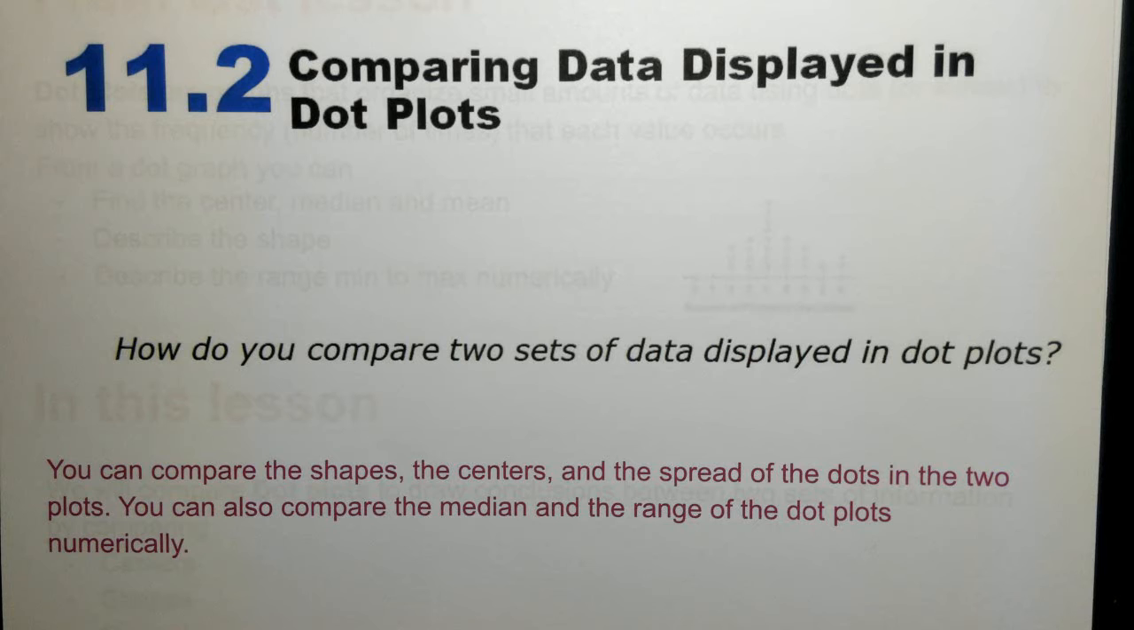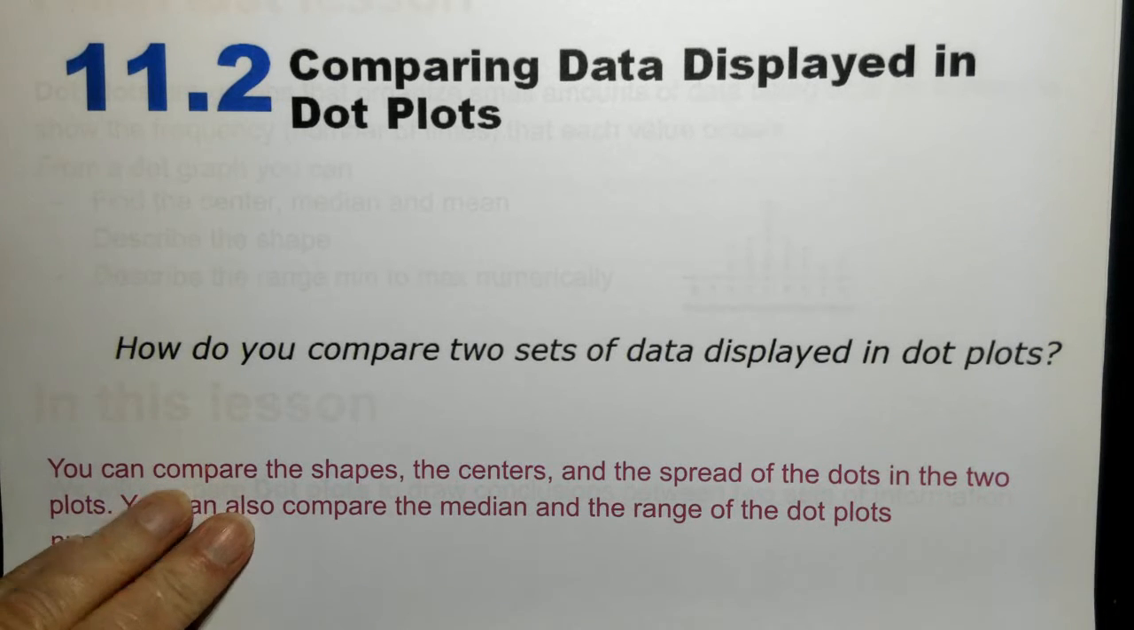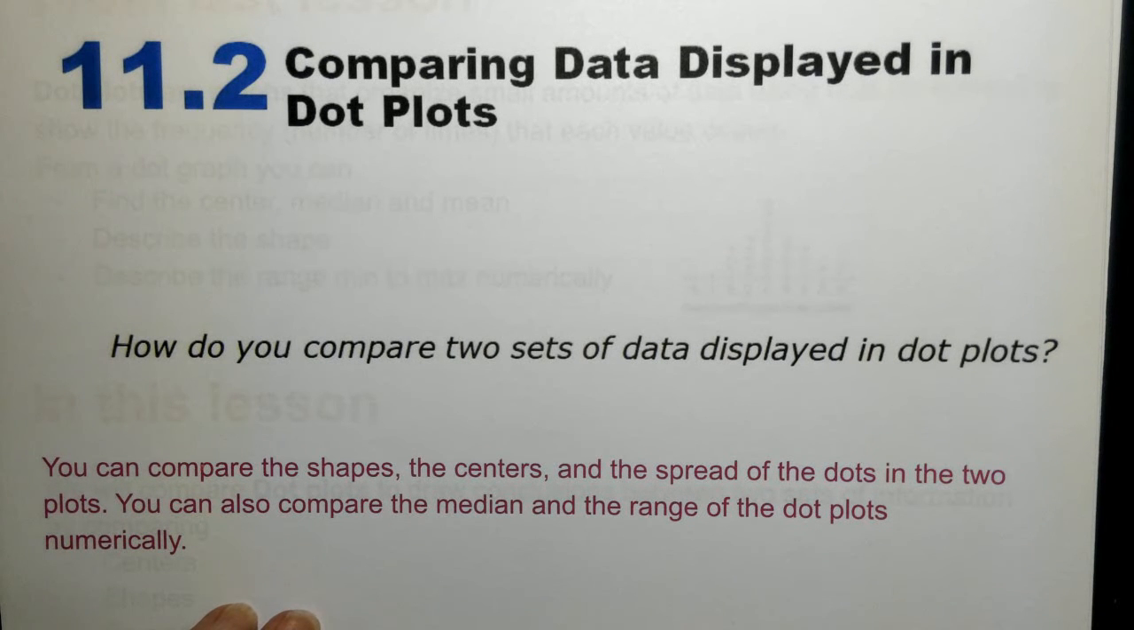And there are ways to do it in 3 different categories in most cases. First of all, looking at the shapes of the plots will tell you a lot about the two different plots or populations. What do the centers of each one of them tell you, and what does the spread tell you between the two? So you can also compare medians and the range of dot plots numerically. So ultimately we'll use the shape to guide us, but then the numbers to quantify in the end.